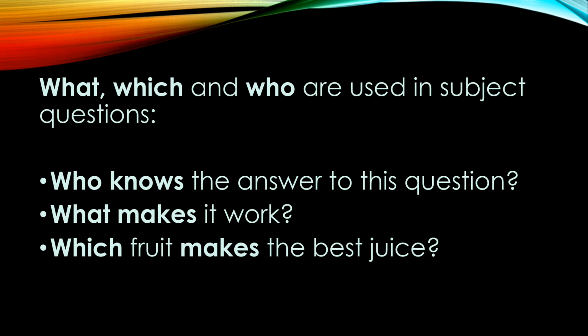In the last example, which fruit makes the best juice? The oranges make the best juice, or the apples make the best juice. The structure is slightly different in this question. Which fruit? So we have the WH word, and then a subject, and then the verb, followed by the object.